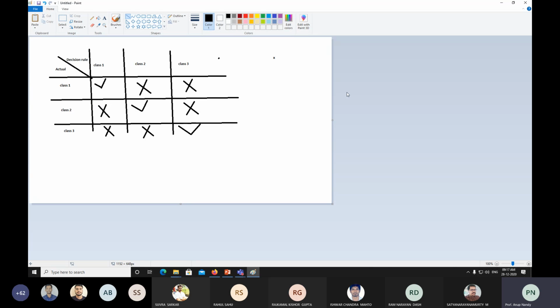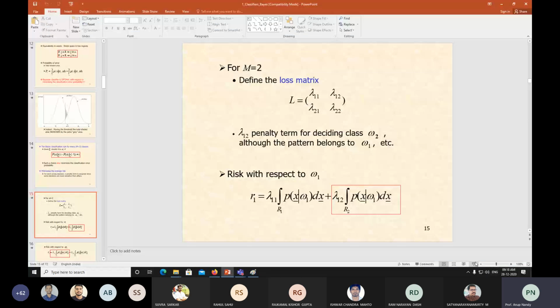If your classifier is smart enough, then for the points that you are going to classify, if a point is actually from class 1 but it is classified in some other class, then there is a problem. And if the actual point is from one class and your classifier also classifies it in the correct class, then there is no error. Okay, so now here this loss matrix that you are seeing, this is the concept.